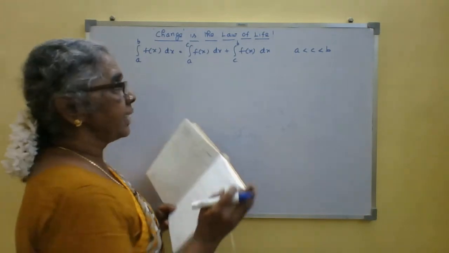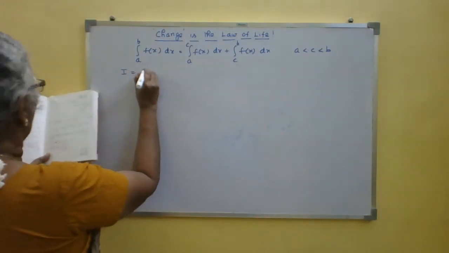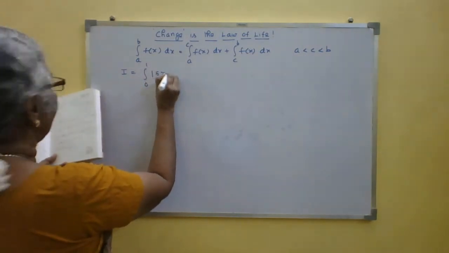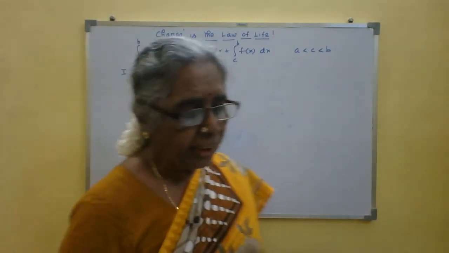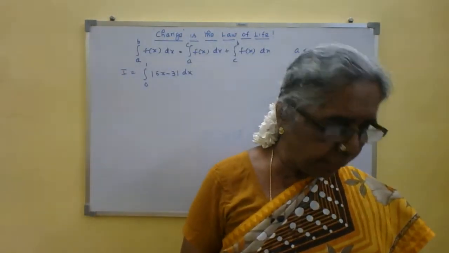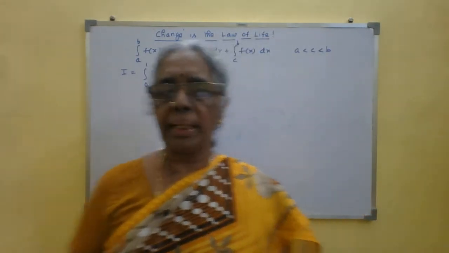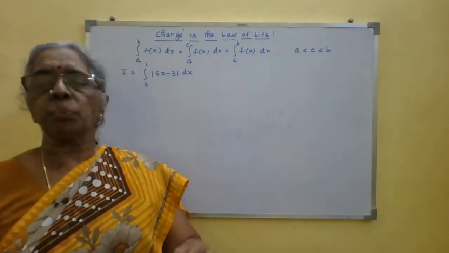So now first let us take one simple sum where I is equal to integral 0 to 1 mod 5x minus 3 dx. So when you see the integrand as a modulus function, definitely you are going to use this property that you remember. Now how will we interpret this modulus function?